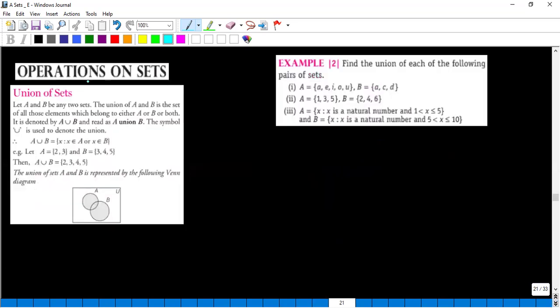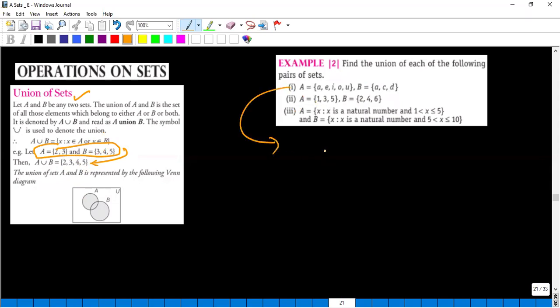Operations on sets are very important. We reach a very important concept. The first one is the union of sets. What is meant by union? Combined. I have two sets, set A with 2 elements and set B with 3 elements. I am making a new set combining all those elements: 2, 3, 4, 5. I already told we will not repeat the elements, we will write only one time.